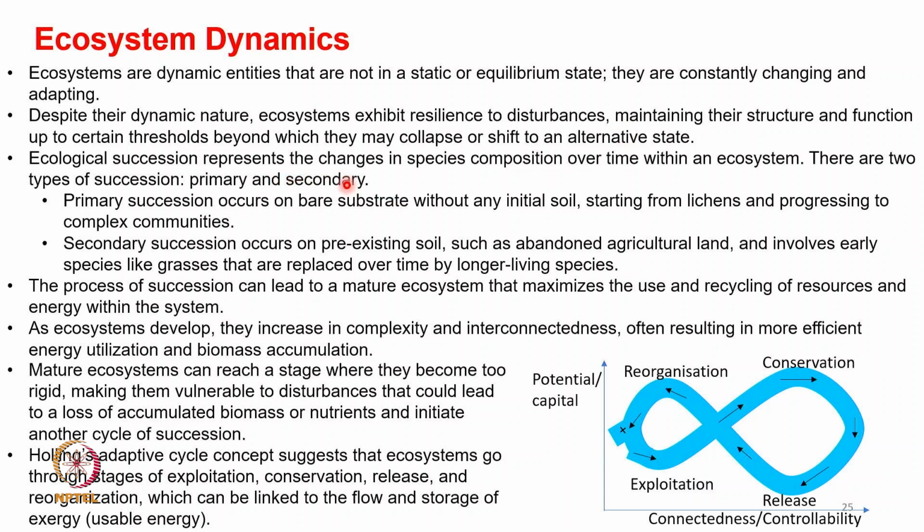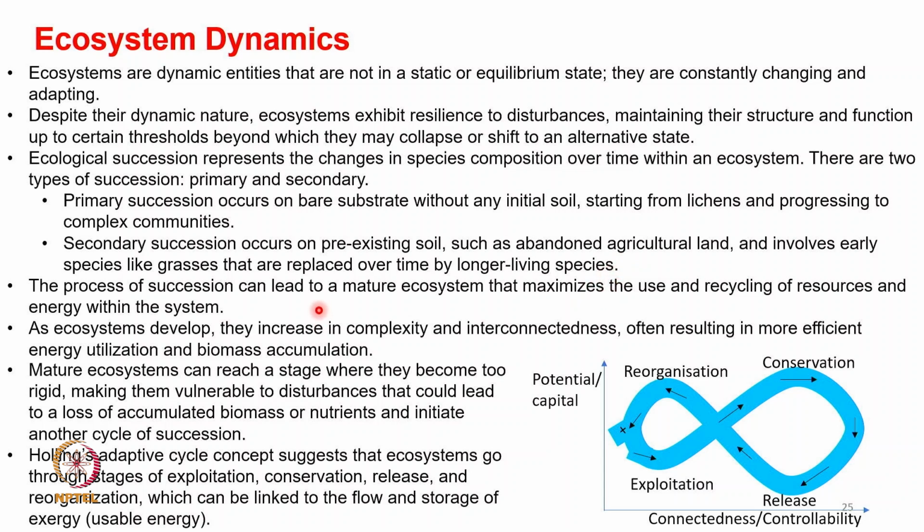Ecological succession represents the changes in species composition over time. Within an ecosystem, there are two types of succession, primary and secondary. Primary succession occurs on bare substrate without any initial soil, starting from lichens and progressing to complex communities. Secondary succession occurs on pre-existing soil, such as abandoned agricultural land, and involves early species like grasses that are replaced over time by longer living species.